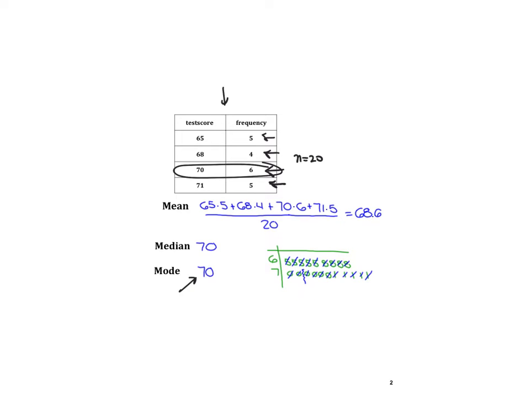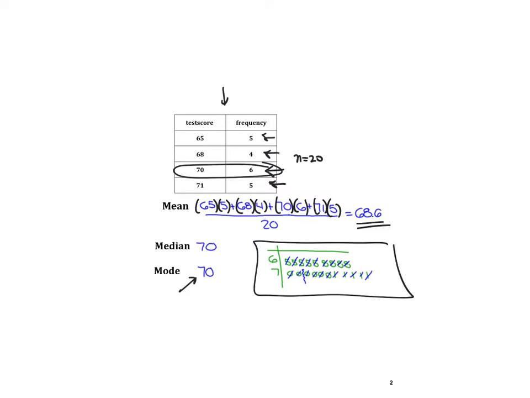Now, instead of writing all the numbers out, what we can do, as you can see here, is we took 65 times 5. That's not 65.5. That should be 65 times 5. Then 68 times 4, 70 times 6, and 71 times 5. We add all those up, we divide by 20, and we get a mean score of 68.6.